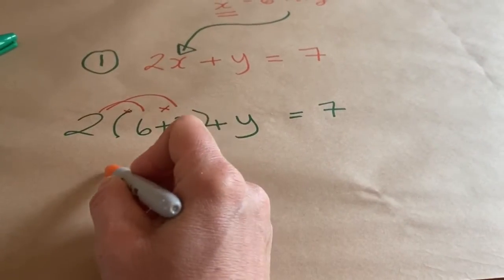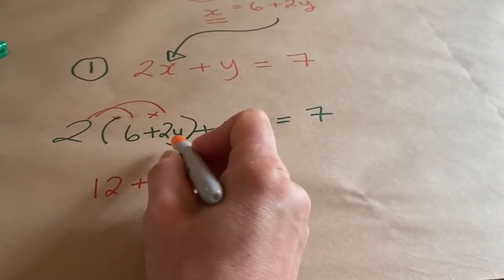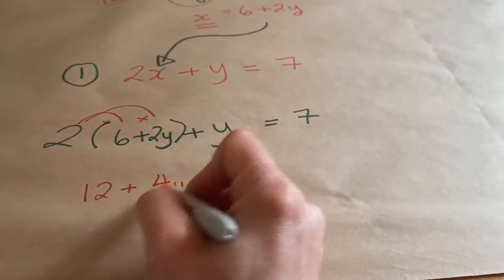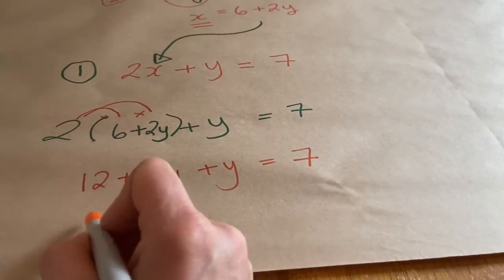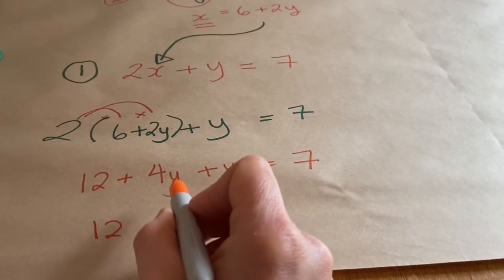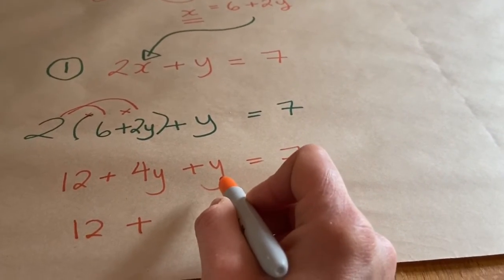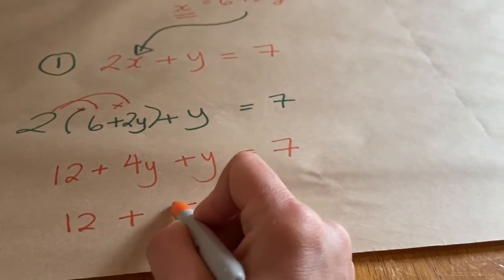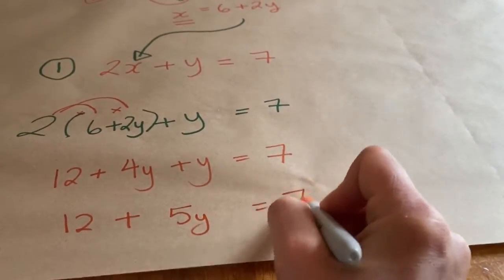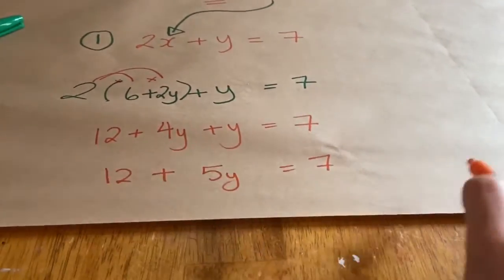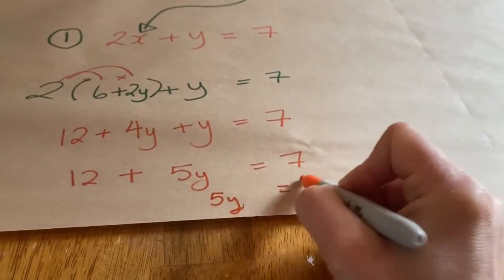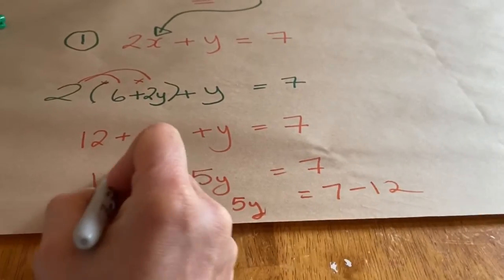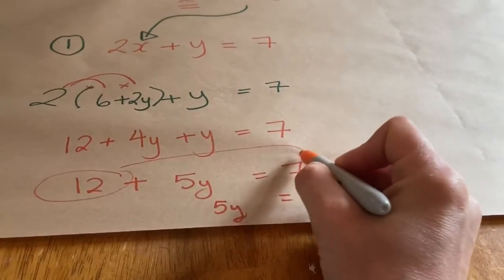So 2 times 6 is 12. 2 times 2y is 4y plus y is equal to 7. So I've got 12 plus 4y plus 1y gives me 5y's. And then I'm just going to do algebra. So I'm going to move the 12 to join the 7. So 5y is equal to 7 minus 12 because I want to get the y by itself.